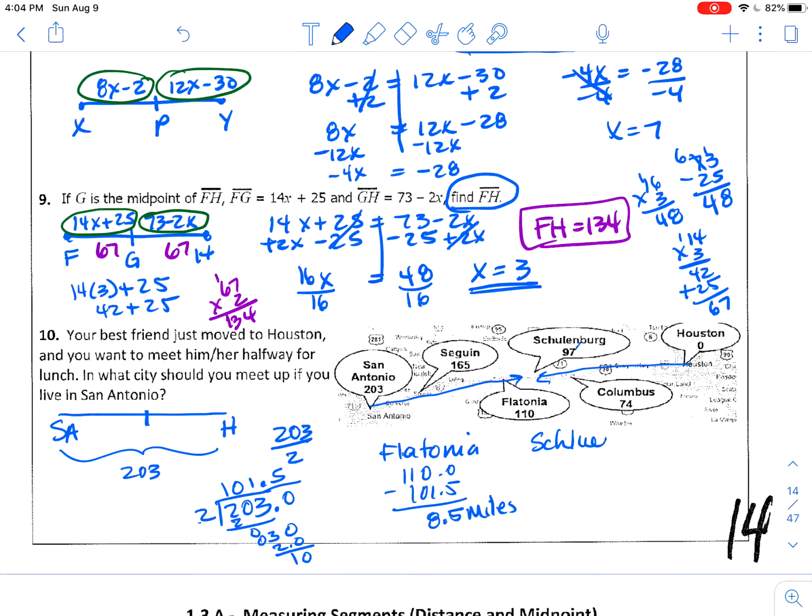If we meet in Schulenburg, that's 97. So let's see, 101.5 minus 97, and that's 4.5. So it's probably best to meet in Schulenburg.